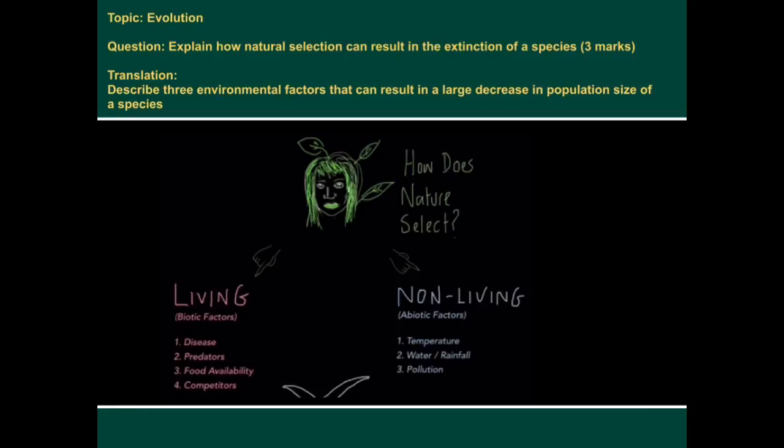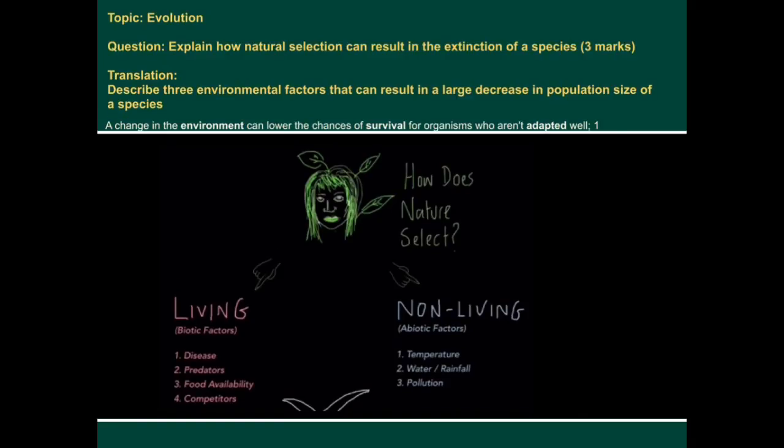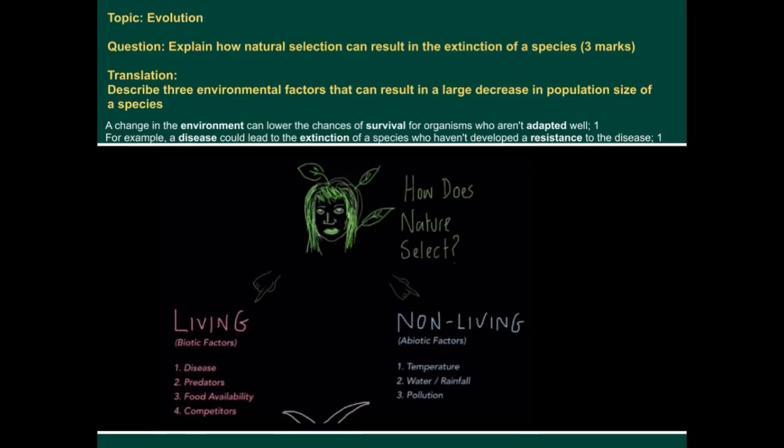Now I'm going to show you multiple marking points. You just need to select 3 that you find easiest to manage. Firstly, it's important to note that a change in the environment can lower the chances of survival for organisms who aren't adapted well. In other words, organisms who don't have features that help them cope with these changes. And now I'm just going to list a number of examples.